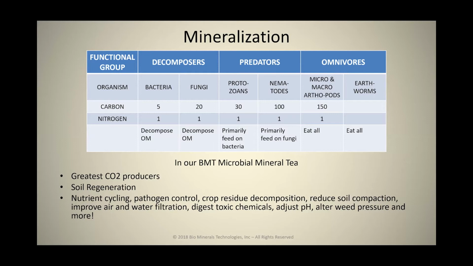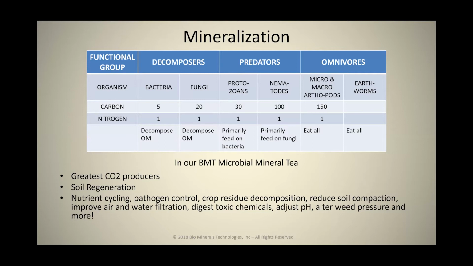So in a bacteria, on average, there are 5 carbons to 1 nitrogen. And fungi maintain a ratio of approximately 20 to 1. Some fungi go way higher than that. But on average, let's just say they're 20 to 1. Protozoa are like you and I. On average, we have a carbon to nitrogen ratio of 30 to 1. Nematodes are 100 to 1. You go micro to macro, arthropods go up to 150 to 1.